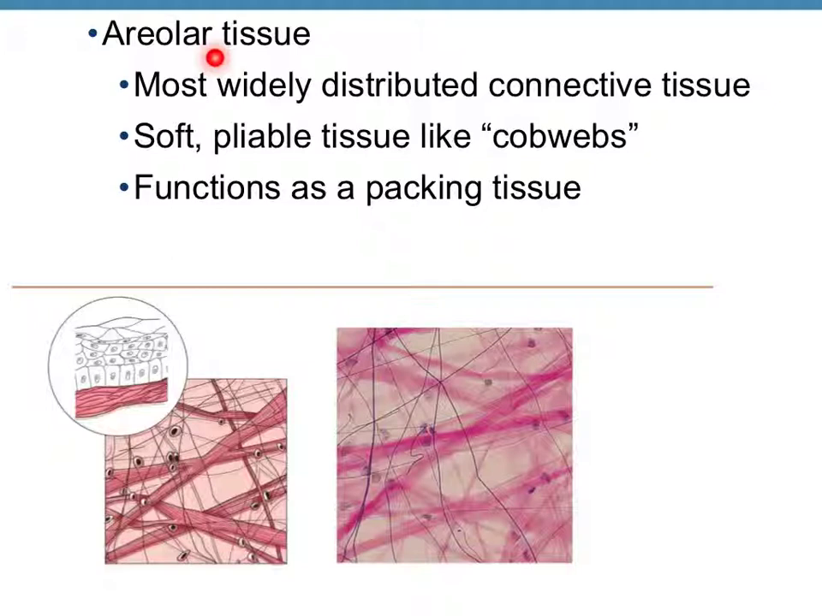It's very widely distributed in the body. It plays a cushioning and soft packaging role. As you can see there, you've got collagen and elastic fibers going every which way, with these small primary cells dispersed there. But this is a very good packaging, very good cushioning tissue. It's compressible and it returns to its shape.